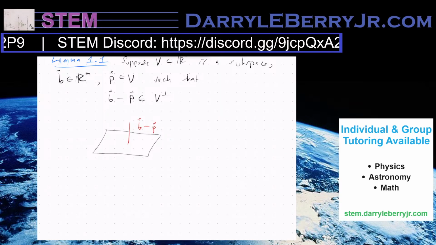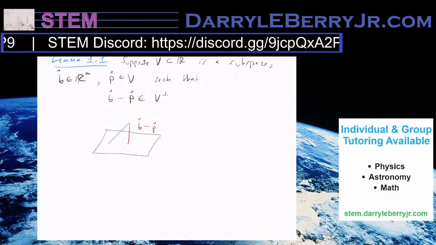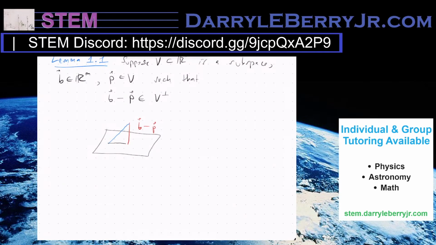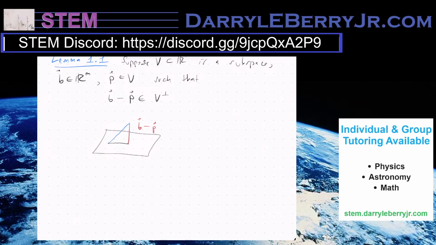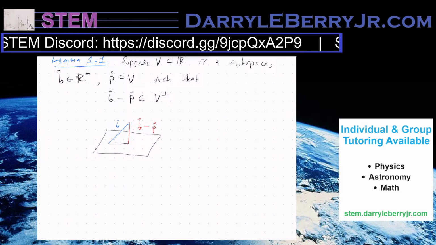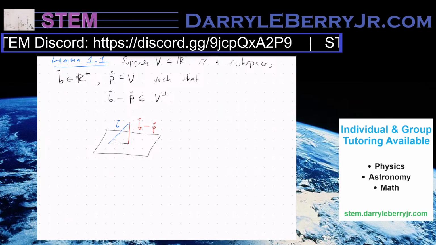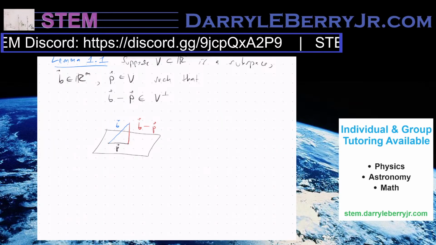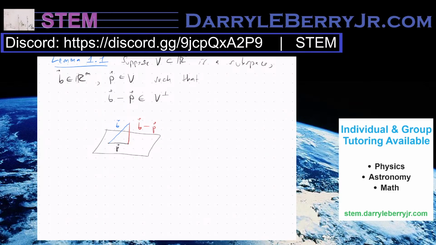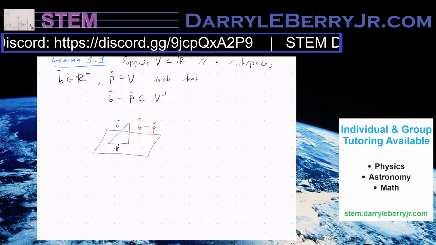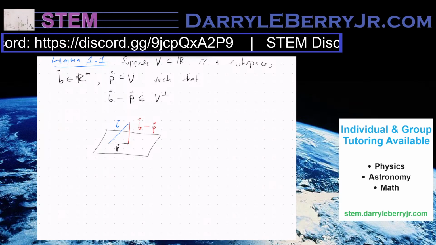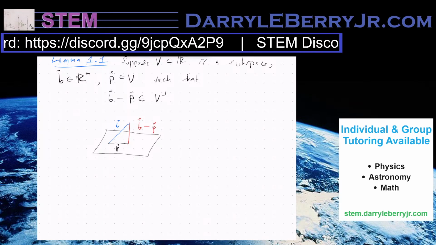So you can say that one of these is going to be B, and one of these is going to be P. So I'll just say that this is B, and this is P. P is in the column space, B is not, but they're close. This might be a bad drawing, but it's the idea of how I think about it.